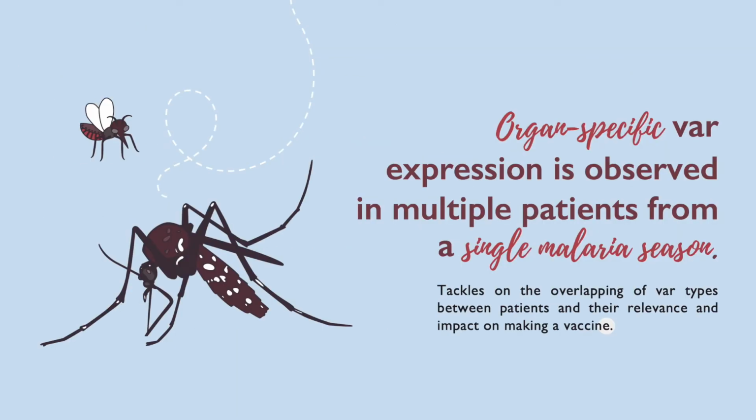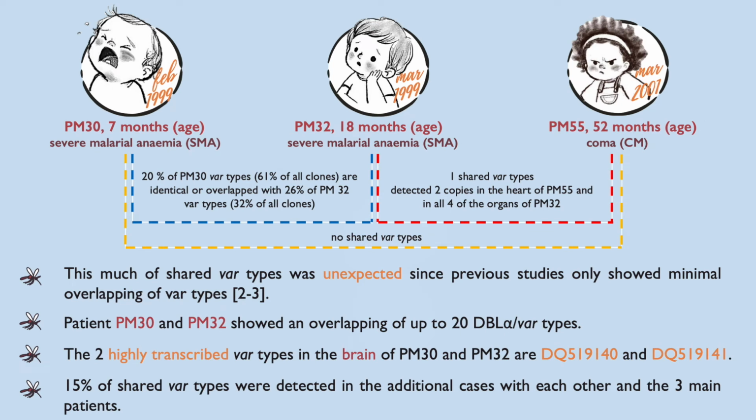Organ-specific VAR expression is observed in multiple patients from a single malaria season. The overlapping of VAR types between patients who were admitted months to years from each other, and some from different villages, was not expected. This is evident between PM30 and PM32. The 2 most highly transcribed VAR types in the brains of PM30 and PM32 were also detected in PM36, an additional case from the same season.